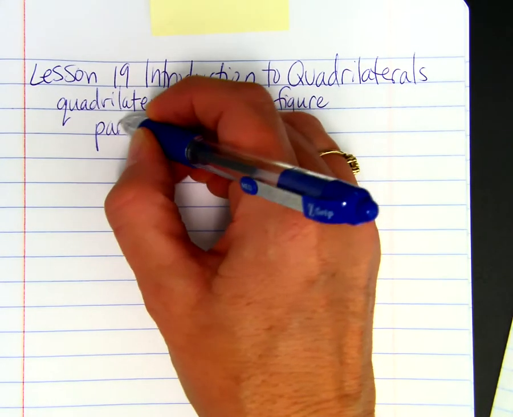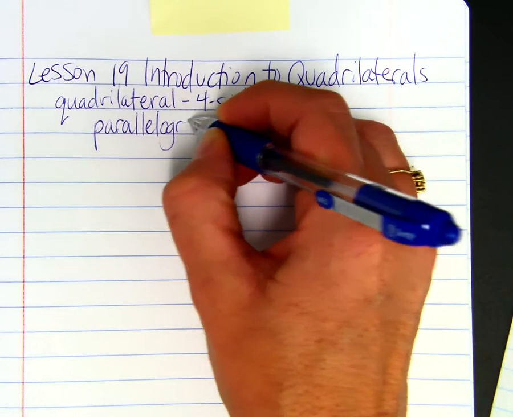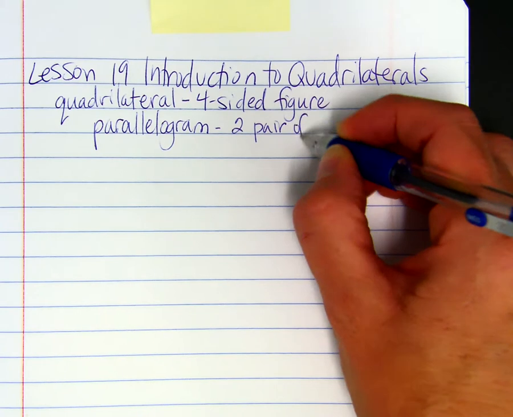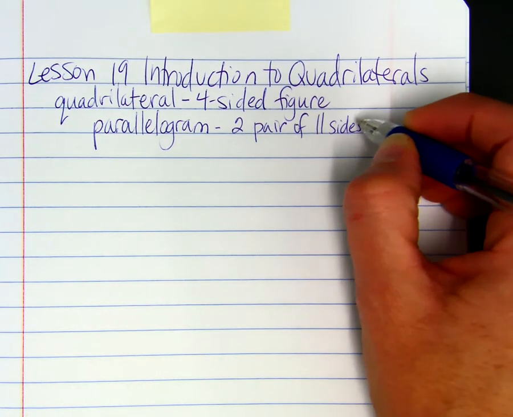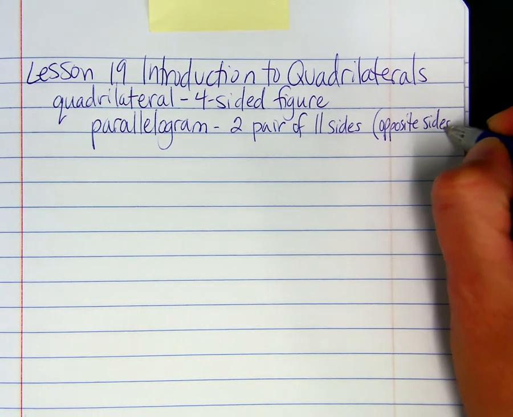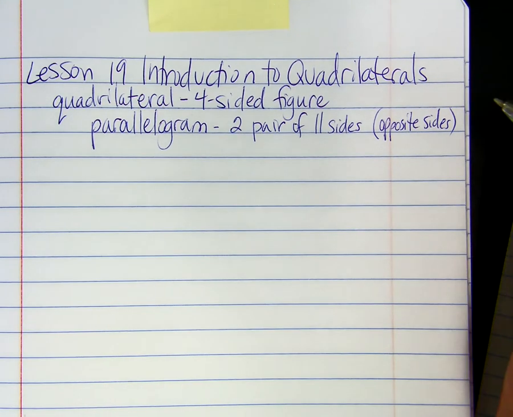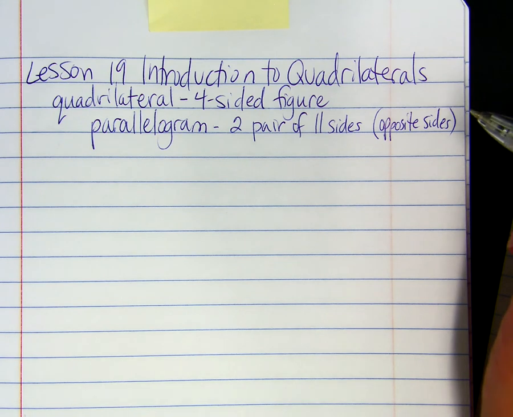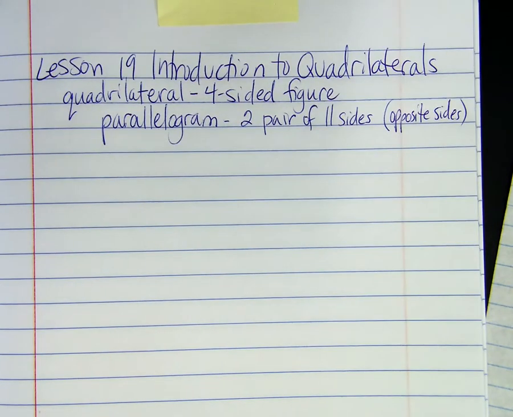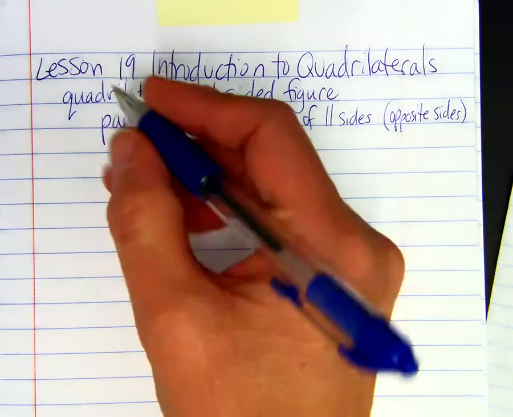So parallelogram, that has two pair of parallel sides. And each pair will be opposite of each other. So the opposite sides are parallel. More like a rectangle or a square. I've had kids in the past say for a square, all four sides are parallel. But then it wouldn't be closed. So it's two pair of parallel sides.